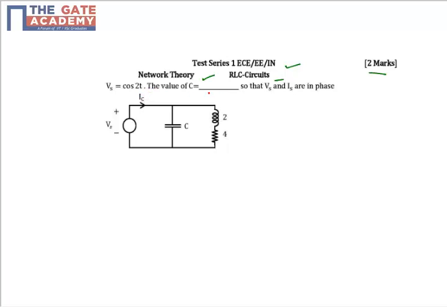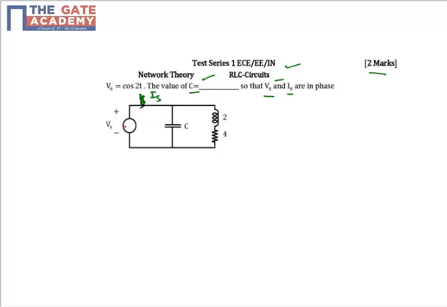Question says that find the value of C for which the source voltage Vs and source current Is are in phase. So we need to find the value of C such that my voltage and currents are in phase, right?